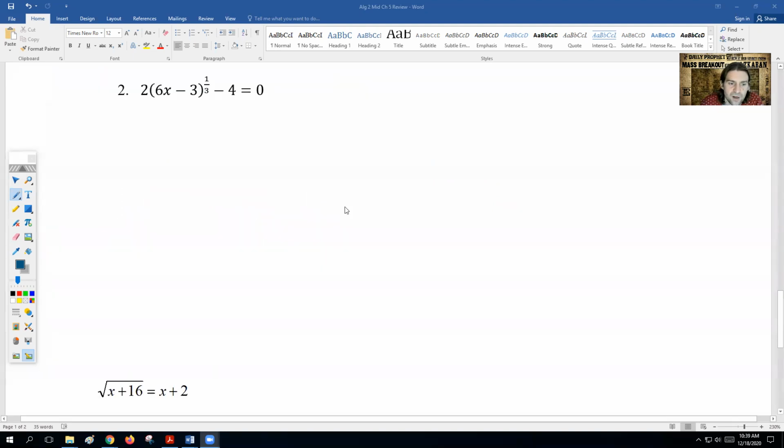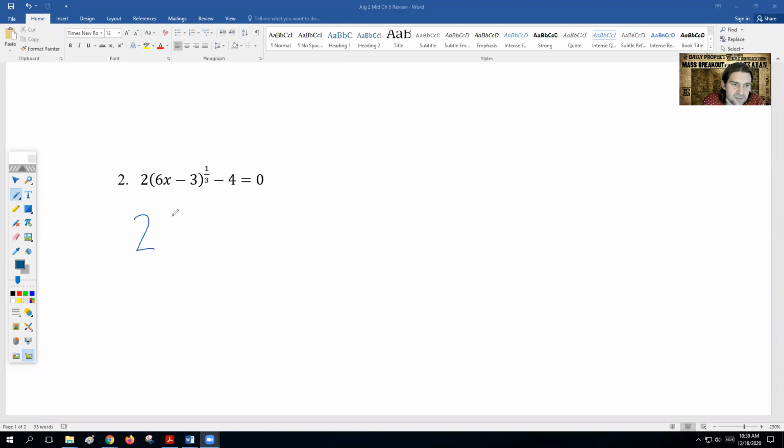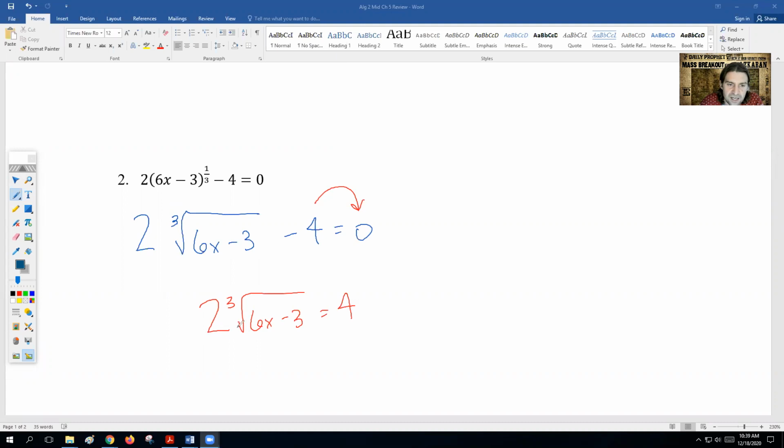Okay, 2 more problems to go here. All right, next one. So remember, this is really 2 times the cube root of 6x minus 3 minus 4 equals 0. So we're going to add the 4 over to the other side. We get 2 times the cube root of 6x minus 3 would equal 4. We still need to isolate the radical, so we're going to divide by 2 next. 4 divided by 2 is 2.